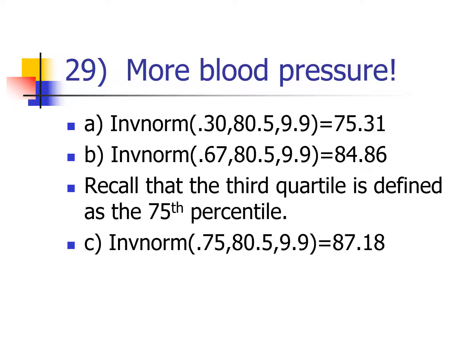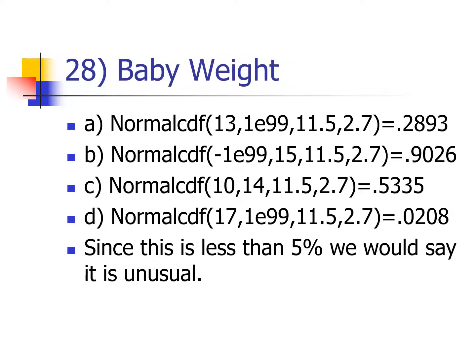So let's move backwards now to 28 and a different context, a different type of word problem. Aw, I love babies. They're adorable. So right here, we're just working with baby weights. What's the probability that a baby is going to weigh more than 13 pounds, less than 15 pounds, and so on and so forth? Right, there's all the answers for you to double check.